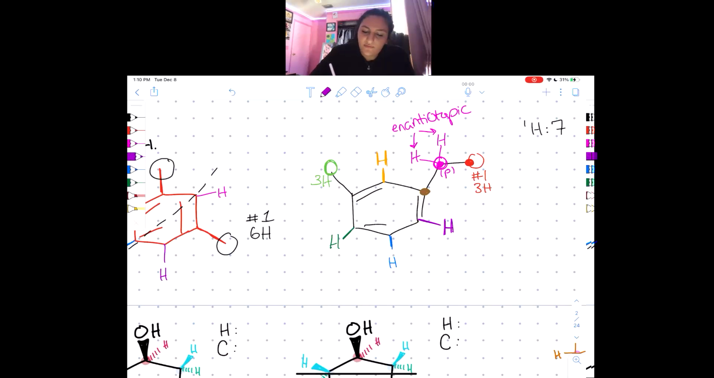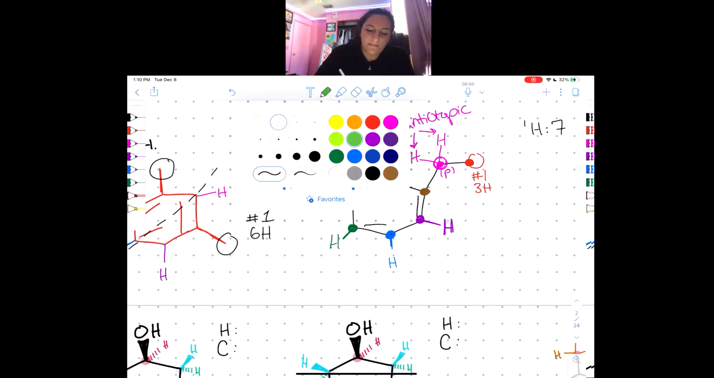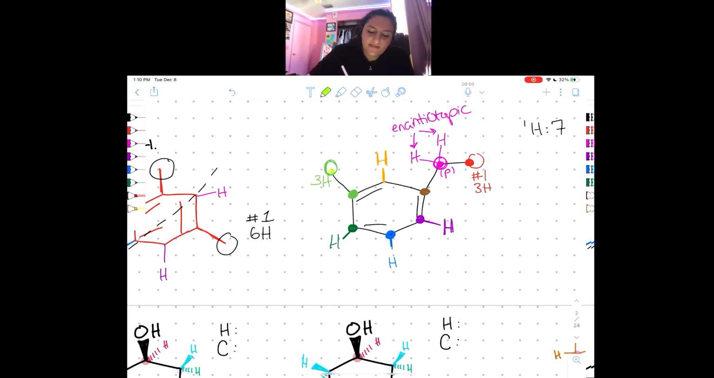And then we have 4, 5, 6, 7, 8, 9. So we have 2 more carbon signals than hydrogen signals because this carbon and this carbon don't have any hydrogens present.